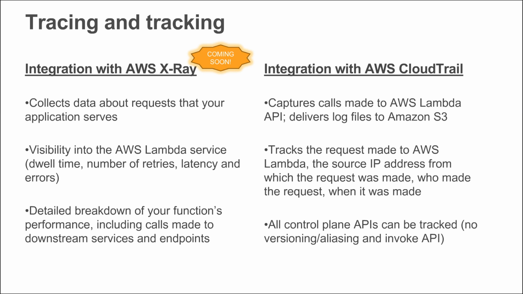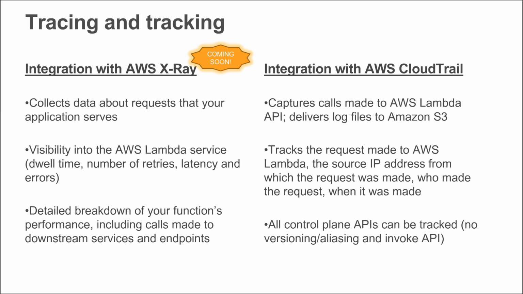The other thing is the integration with AWS CloudTrail. So all calls made to Lambda are effectively logged to CloudTrail. So you can create these requests. CloudTrail delivers all of these as a log file to Amazon S3. And it also has things like what source IP the request was made from, who made the request, what are the permissions, when it was made. So you can use all of these on Lambda to track what all changed.